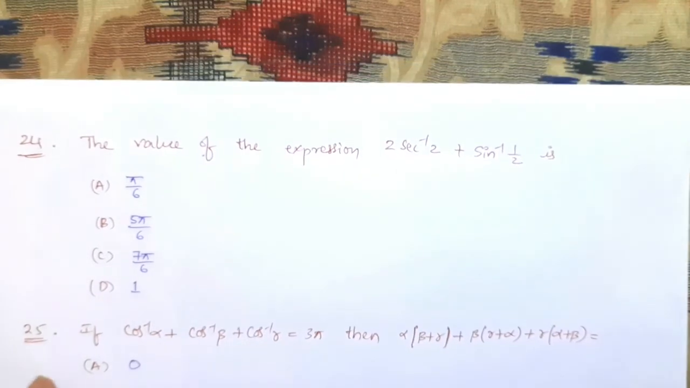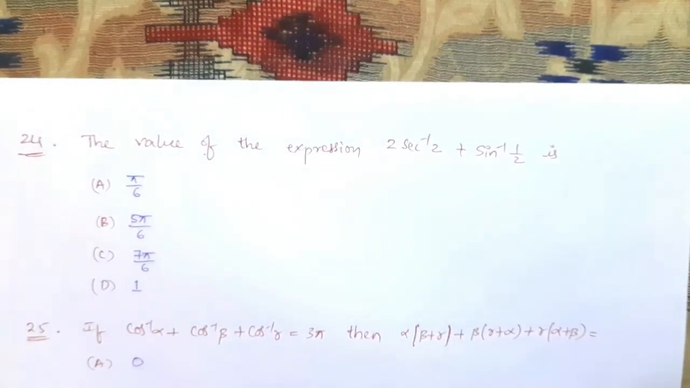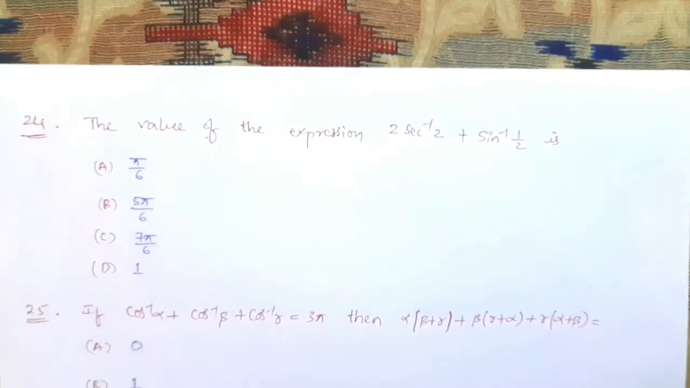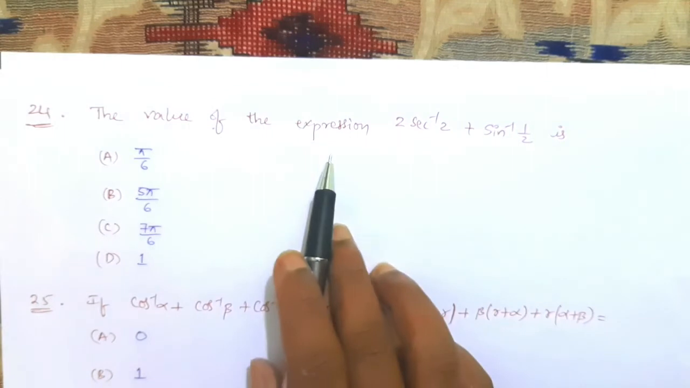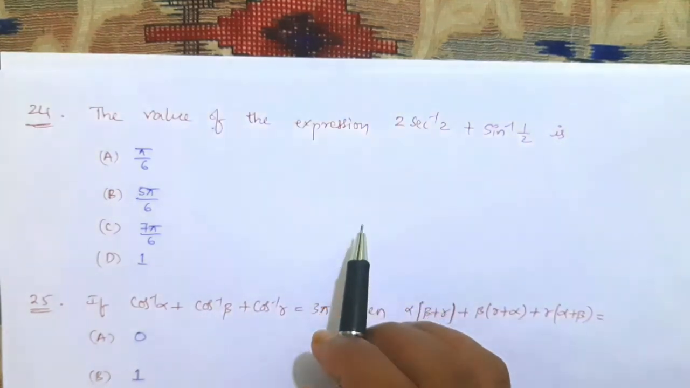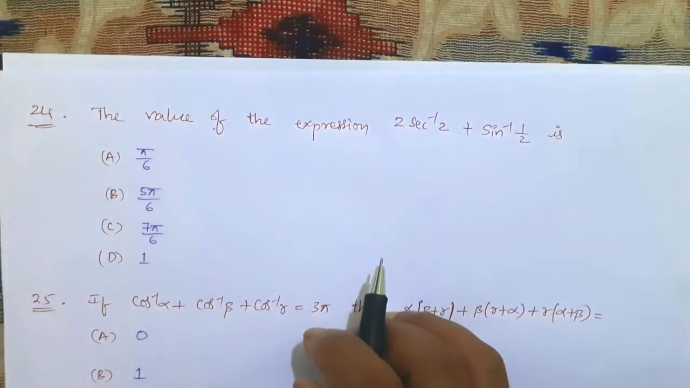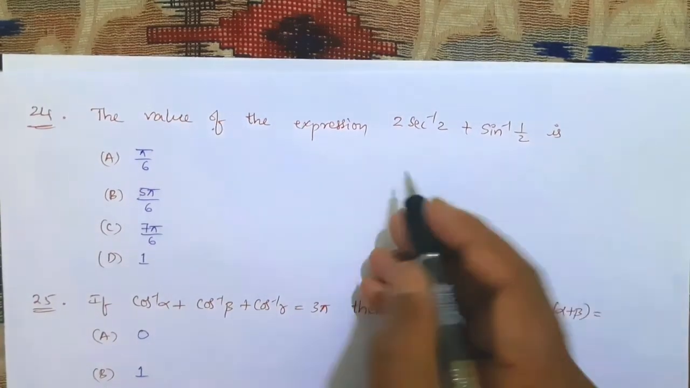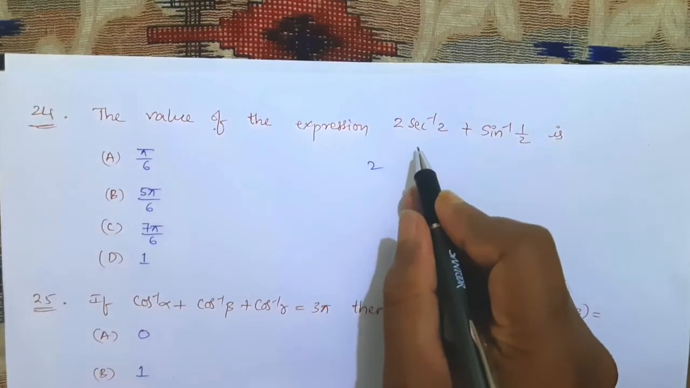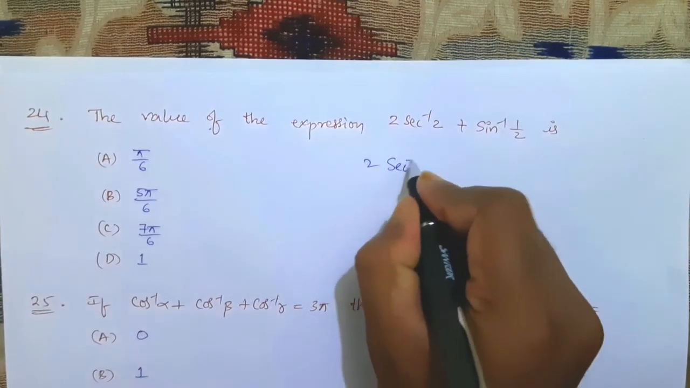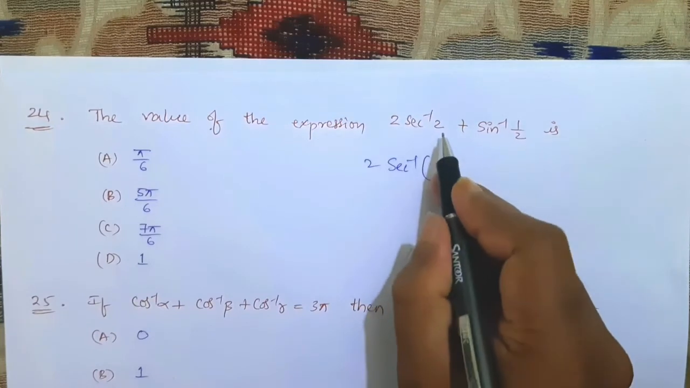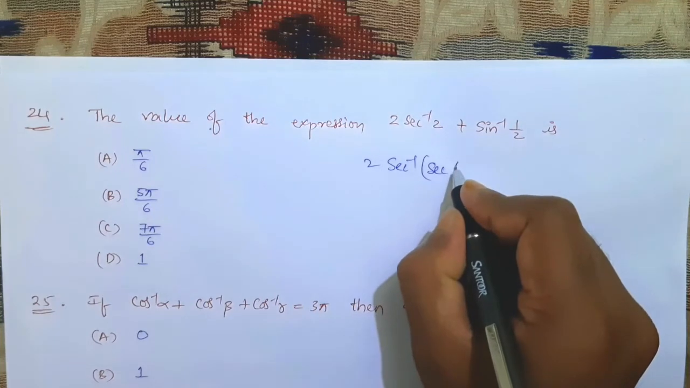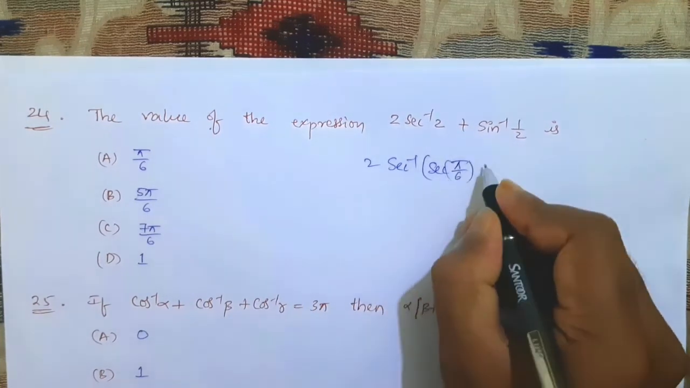The value of the expression 2 secant inverse 2 plus sin inverse 1 by 2. See, these types of problems are in the exemplar books, you can refer to those. First of all, we know secant inverse of 2. How can we write it in terms of secant? It is secant 30 degrees, nothing but pi by 6.